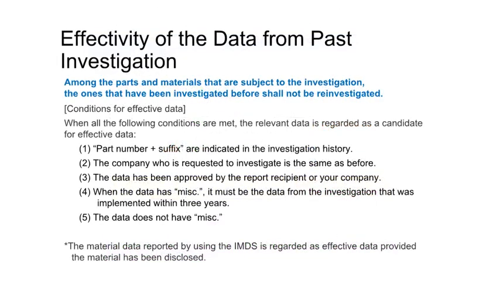Among the parts and materials that are subject to the investigation, the ones that have been investigated before shall not be re-investigated. When all the following conditions are met, the relevant data is regarded as a candidate for effective data. 1. Part number plus suffix are indicated in the investigation history. 2. The company who is requested to investigate is the same as before. 3. The data has been approved by the report recipient or your company. 4. When the data has MISC, it must be the data from the investigation that was implemented within 3 years. 5. The data does not have MISC.